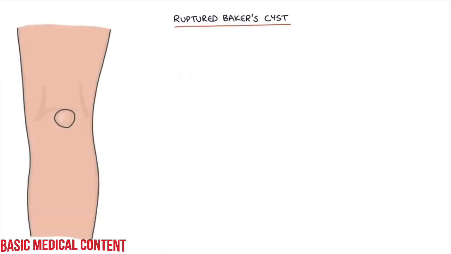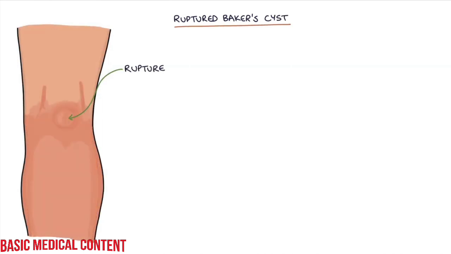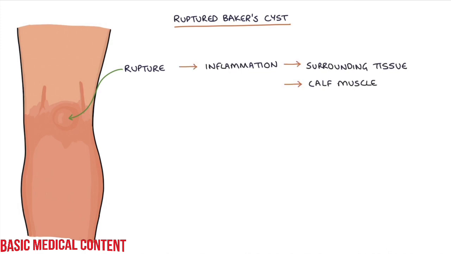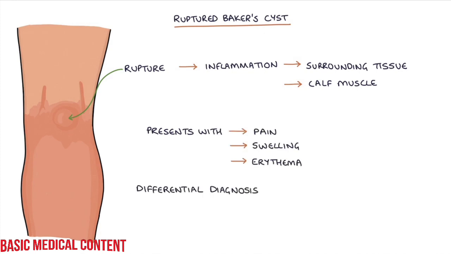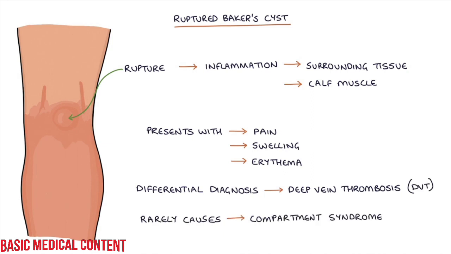Let's talk about a ruptured Baker's cyst. A Baker's cyst can rupture if the pressure is large enough. A ruptured Baker's cyst will cause inflammation in the surrounding tissues and the calf muscle, presenting with pain, swelling, and erythema or redness. A critical differential diagnosis of a ruptured Baker's cyst is a deep vein thrombosis or DVT. A ruptured Baker's cyst can rarely cause compartment syndrome.